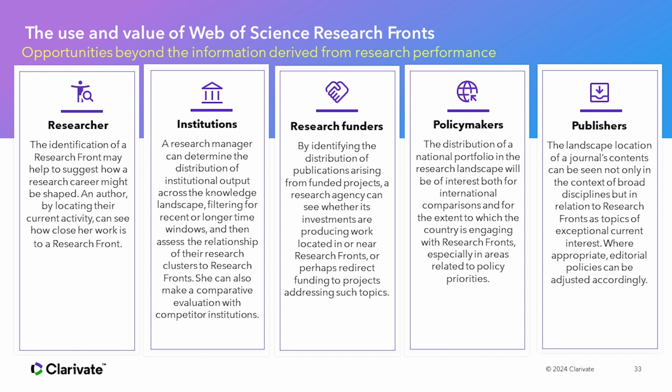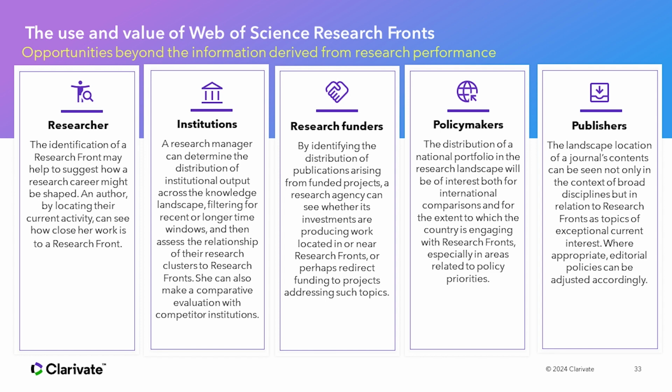For research funders, when you're able to identify the distribution of publications from funded projects, a funder or research agency can see whether its investments are producing work located in or near research fronts, right? So now you understand if you have a paper, you can visualize very quickly how close your publication is with regards to a research front, right? And that can also inform policy decisions in redirecting or funding specific projects related to a set list of topics.